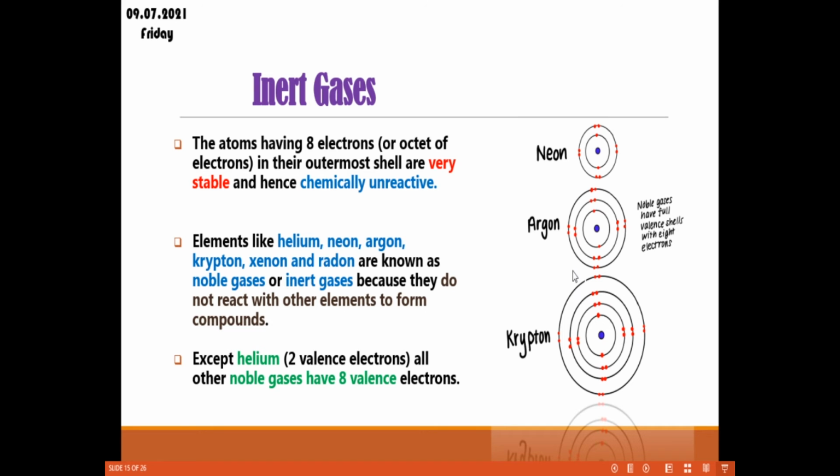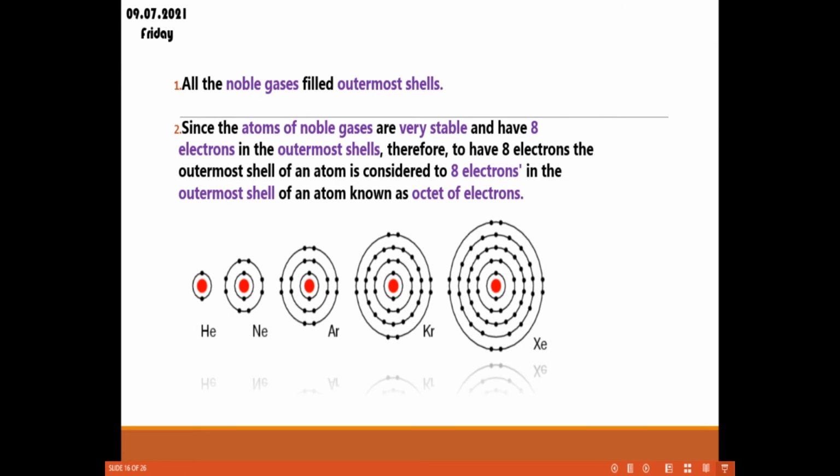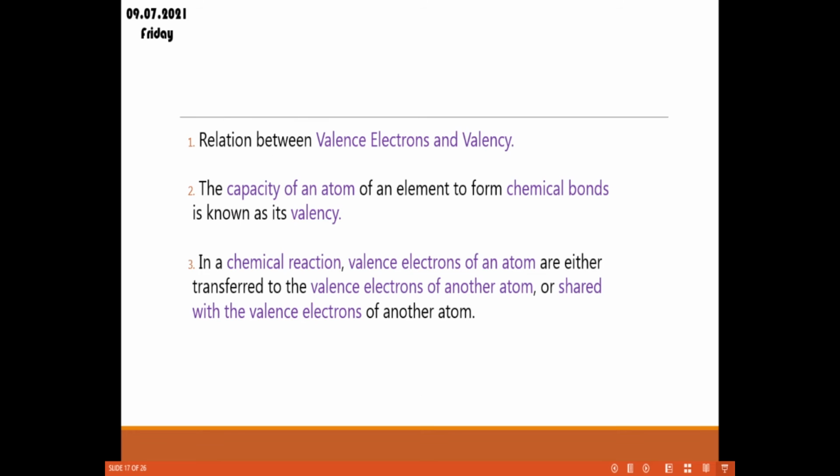So noble gases have full valence shells with 8 electrons. Since atoms of noble gases are very stable and have 8 electrons in the outermost shell, except helium, having 8 electrons in the outermost shell of an atom is known as an octet of electrons.